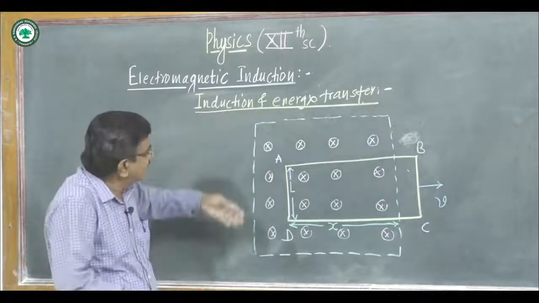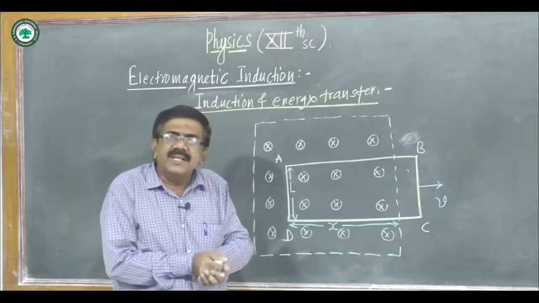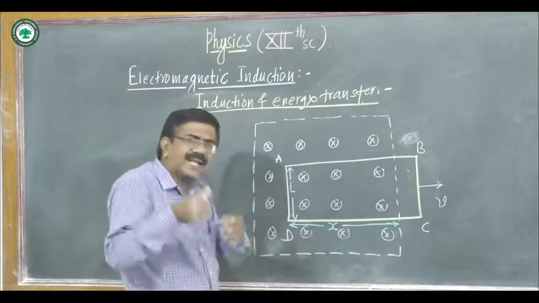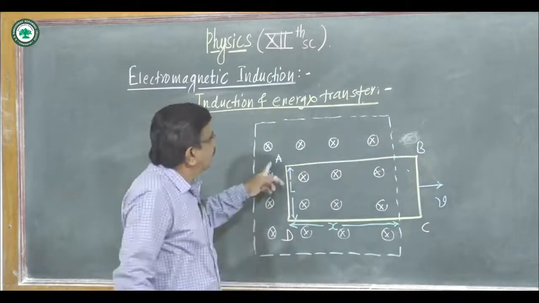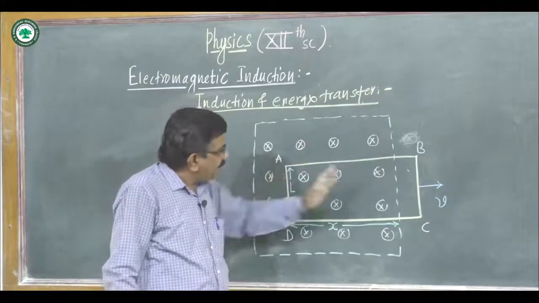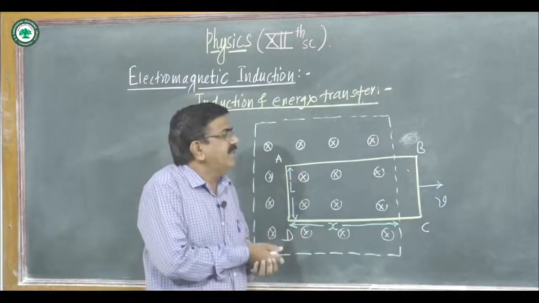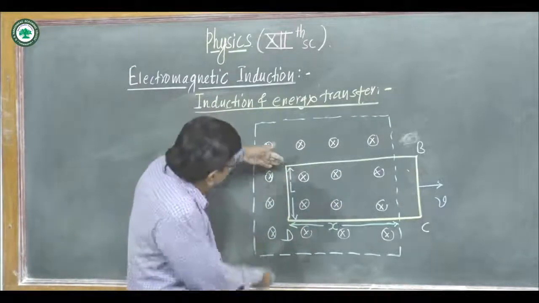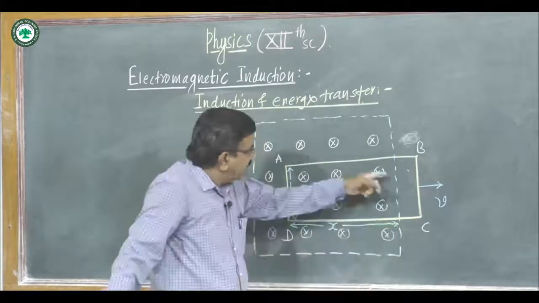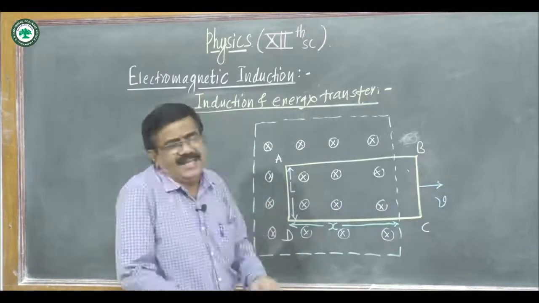For this purpose, these crosses indicate the magnetic field. It is uniform, perpendicular to the plane, directed inward. We consider the wire ABCD. Some part of the wire, or loop, is in the magnetic field. In the magnetic field, this is L, this is X. Area within the field is LX.